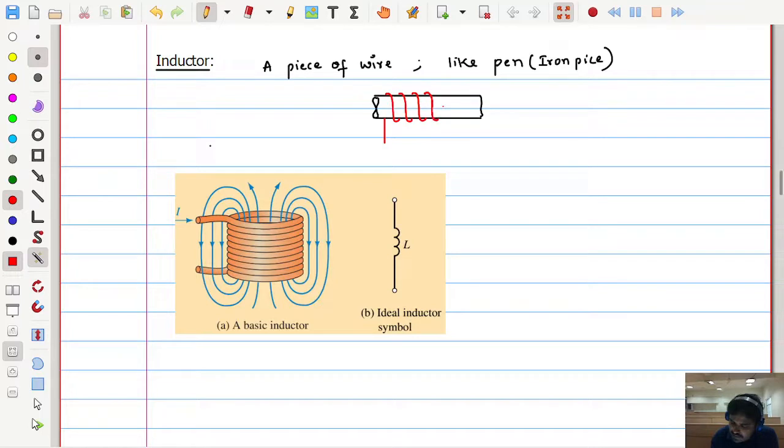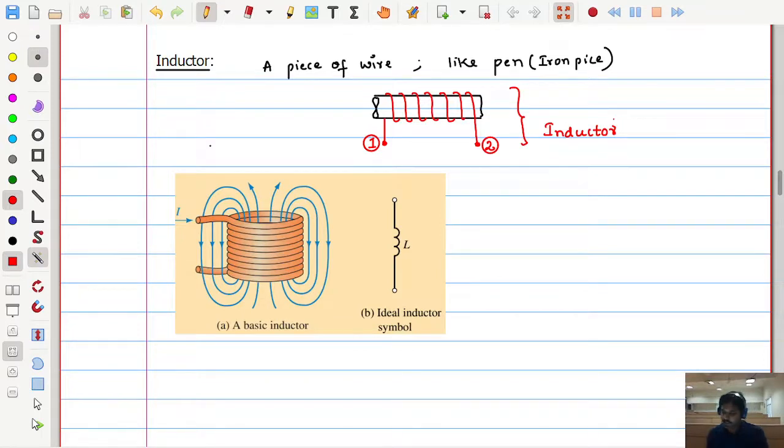Around this in this way. See that? Then finally it is coming out, and the starting terminal is this one, 1, and the ending terminal is this one, 2. So this is what basically an inductor is. What extra did we do? Nothing, we just tried to make the conductor into a coil form. When a conductor is made into coil form, it forms the inductor.